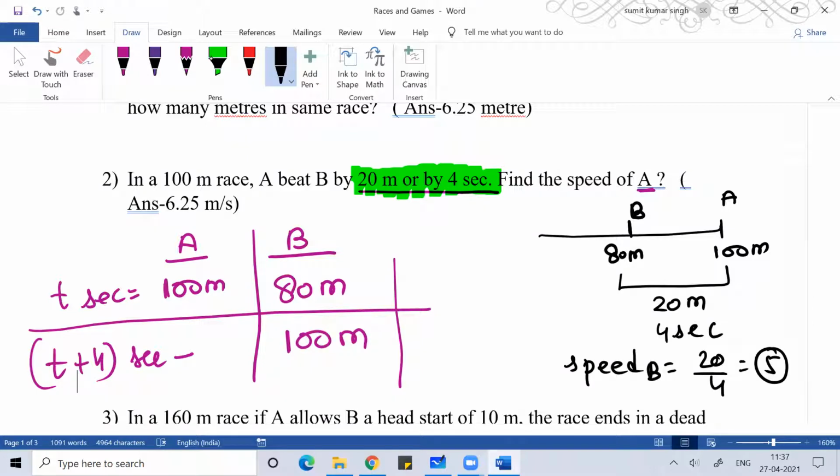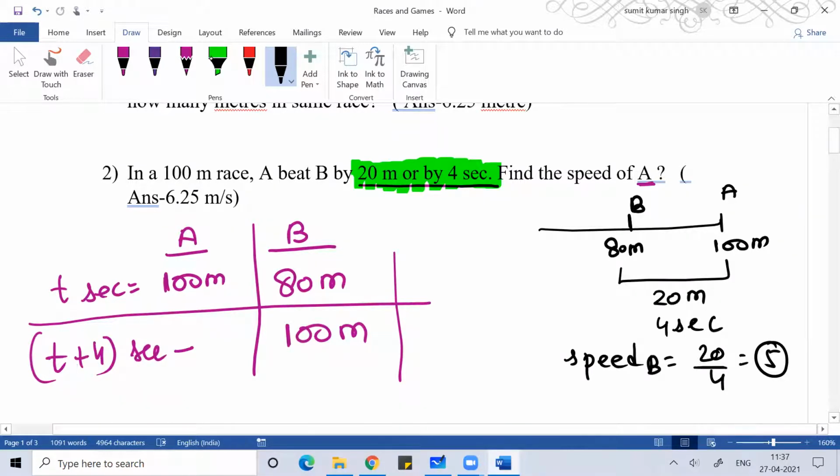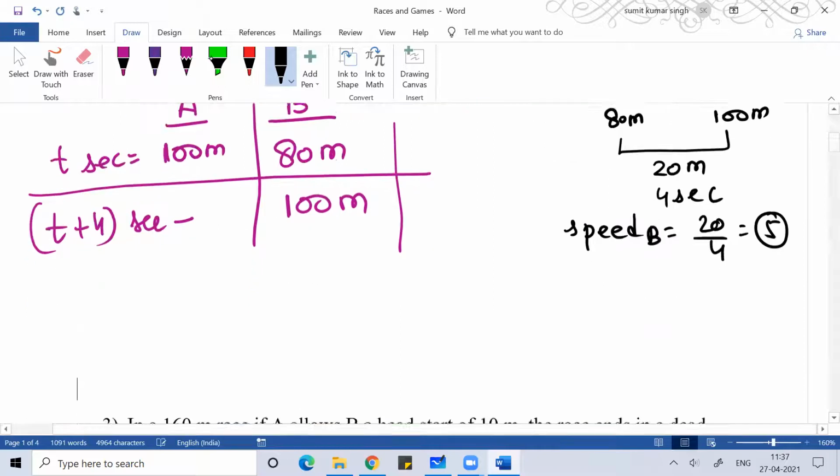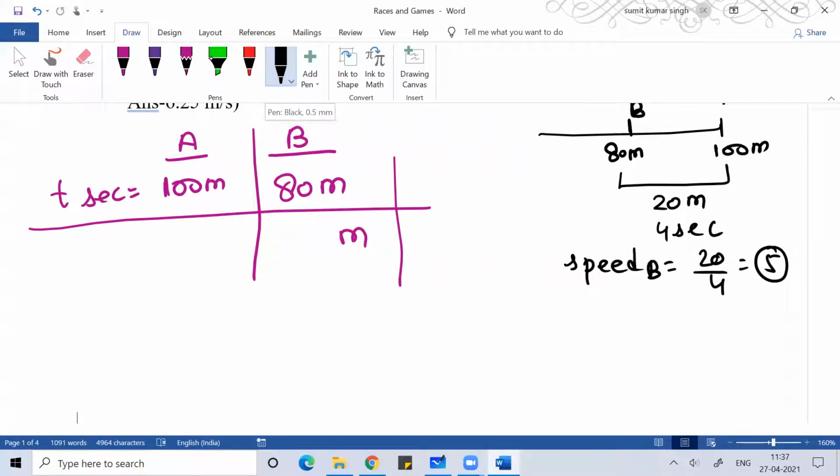The question is not about finding the speed of B. The question is to find the speed of A. So how will I find the speed of A? Very simple. You know that in the time in which B has covered 80 meters, at the same time A has covered 100 meters.